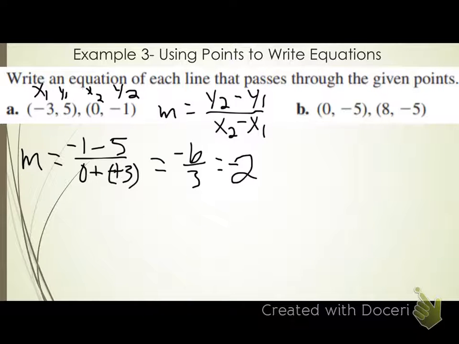How do you think I'm going to find my y-intercept? Very good. Anytime I have a y-intercept, what's my x value? 0. So I look for the ordered pair that has a 0 in the x position. So what's my y-intercept in this case? Negative 1. Because it's 0, negative 1. Does that make sense?